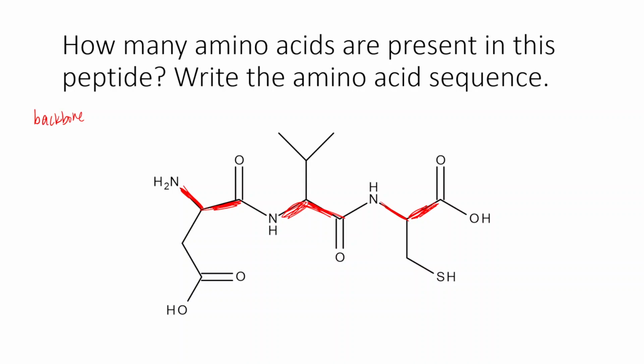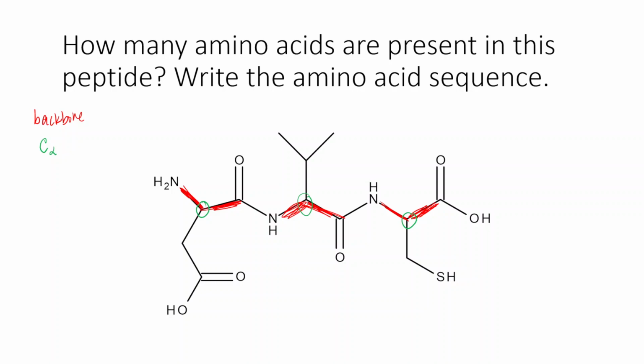And then once you have your backbone, you can then find where the alpha carbons are, because your alpha carbons have the side chains, and that tells you the identity of the specific amino acid that you have. So our alpha carbons, we'll circle them in green. They're always in between the amino and the carbonyl, right? So here's your first alpha carbon. Here is your second alpha carbon. Here's your third alpha carbon.